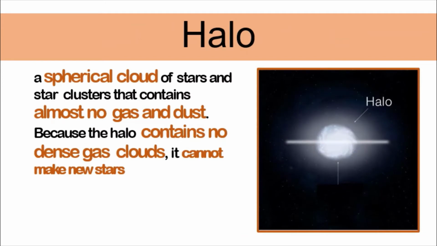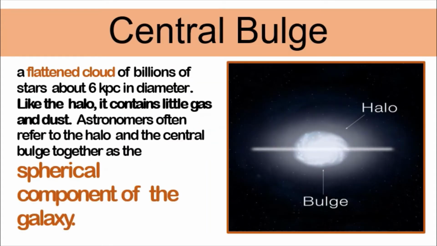Halo, a spherical cloud of stars and star clusters that contains almost no gas and dust. Because the halo contains no dense gas clouds, it cannot make new stars. The bulge is a flattened cloud of billions of stars about 6 kpc in diameter.